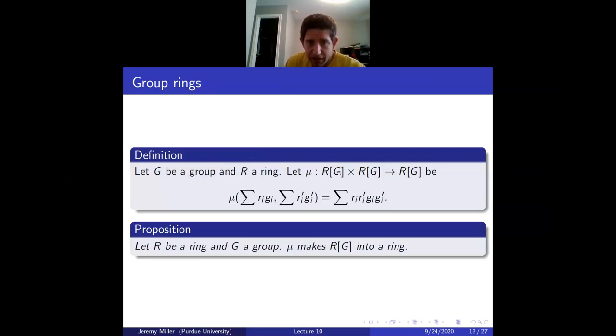So what R of G is as a set is just formal sums of elements in R times elements of G. And I guess it's clear how you add them. And the way you multiply things is via this formula. So just, you multiply the elements in the ring and you multiply elements of the group.